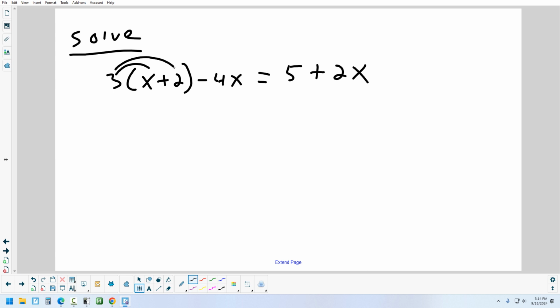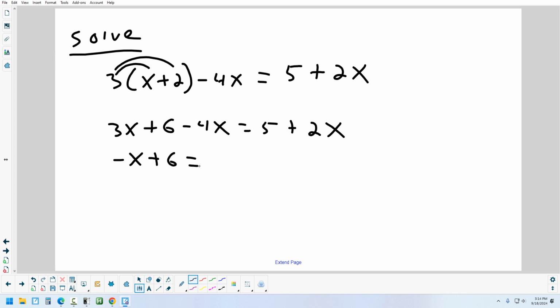So we'll distribute. So we have 3x plus 6 minus 4x equals 5 plus 2x. All right. Mad, what's the next thing we would do? You would combine like terms. Sure, combine like terms. And what do you get on the left when you combine like terms? Negative x plus 6.